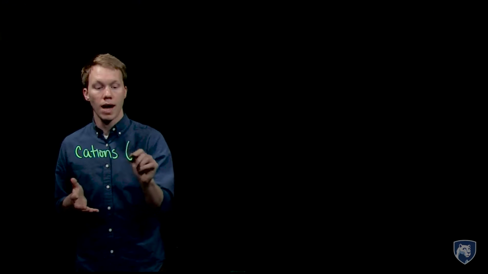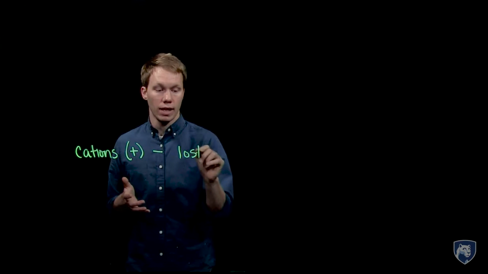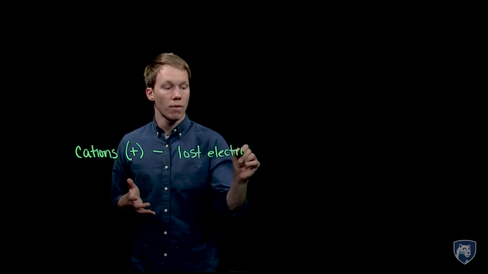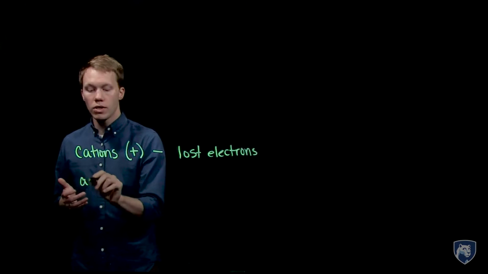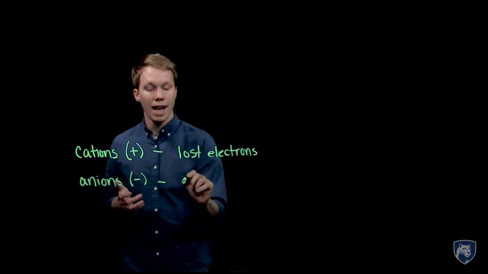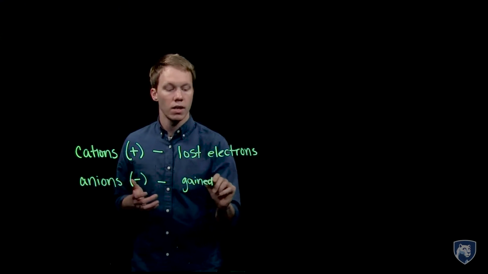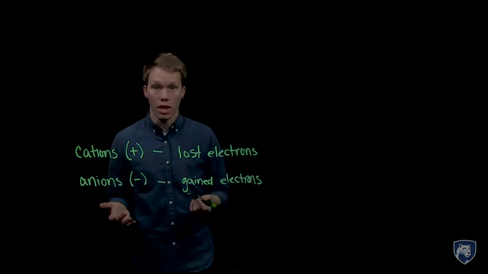So ions will come in two flavors. We can have cations, which are positively charged, and these have lost electrons, meaning that there are more protons now than electrons. We also have anions, which are negatively charged, and these have gained electrons. Now there are more electrons than protons.